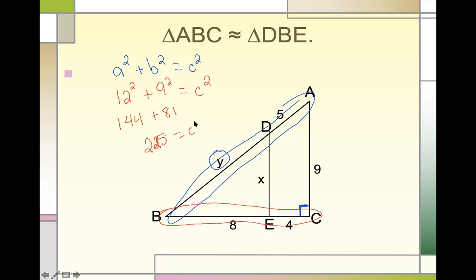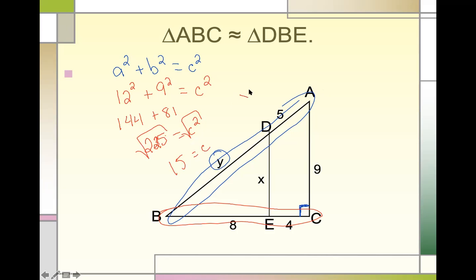225 is equal to C squared. So now I have to figure out C by taking the square root of both sides. So I use my calculator again to do the square root of 225, which is 15. So the length of that whole side is 15.